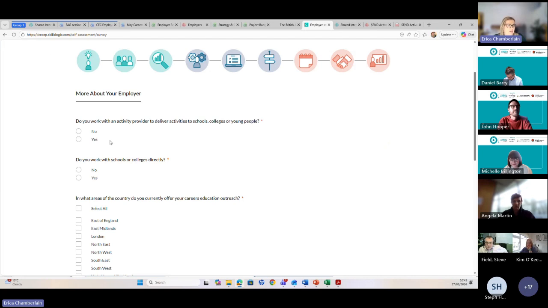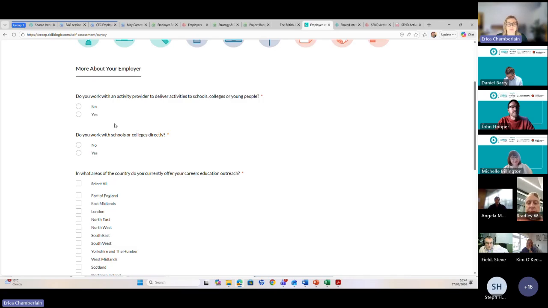We've got a bit more about your employer here, and this is just because if it was in the registration, you wouldn't be needing to update it when you self-assess in a year, and these things might change. So it's asking if you work with an activity provider to deliver activities to schools and colleges or young people. So that might be with somebody like Talent Foundry, or with BITC, or with somebody who might be helping you provide some of your work with schools and colleges.